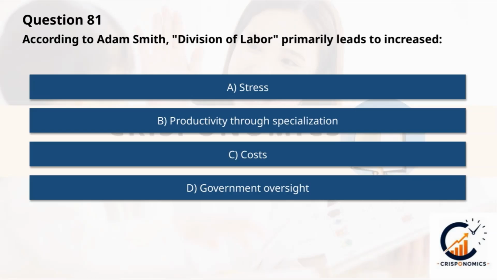Smith argued that breaking work into specialized parts boosts productivity. It's not about creating more stress or increasing costs. It's about making each worker more efficient at their specific job. This focus on specialization is what drives greater output overall.